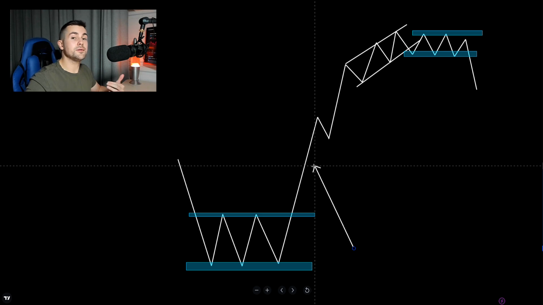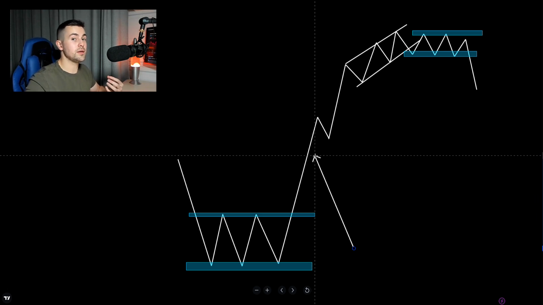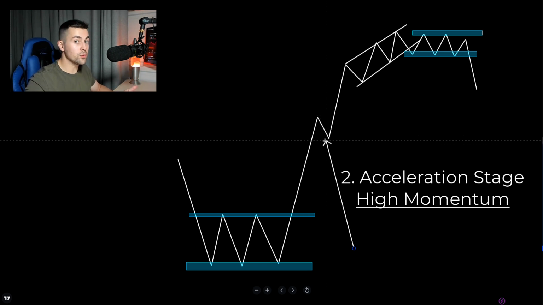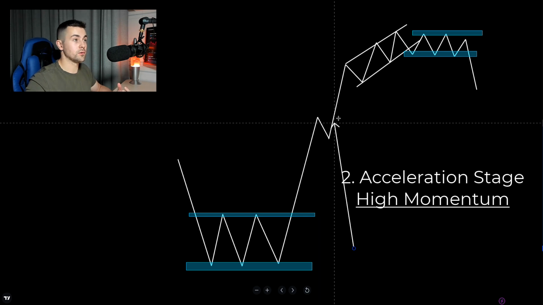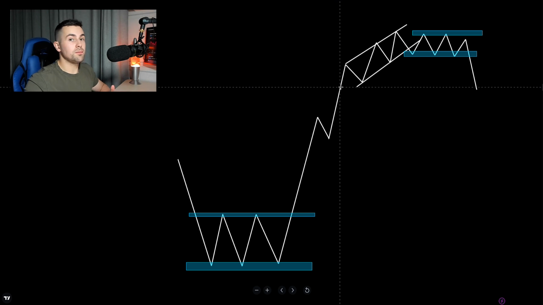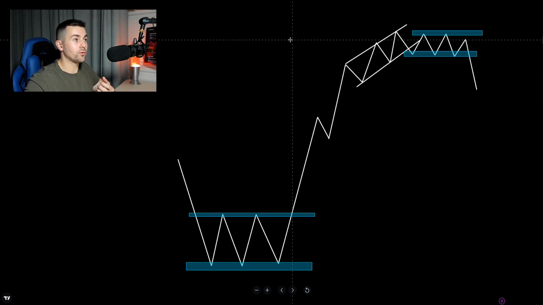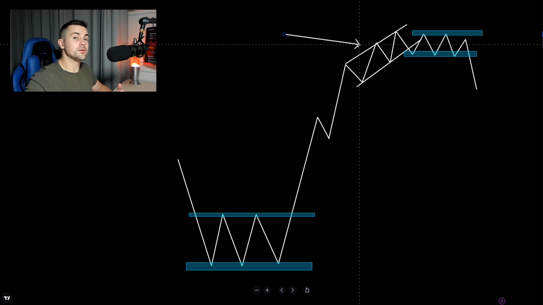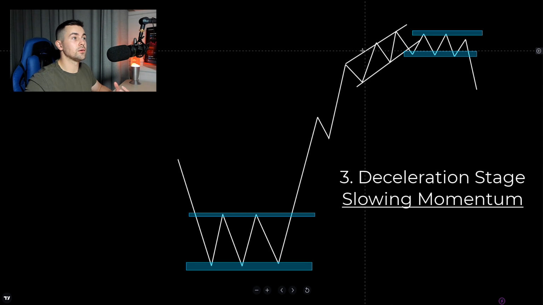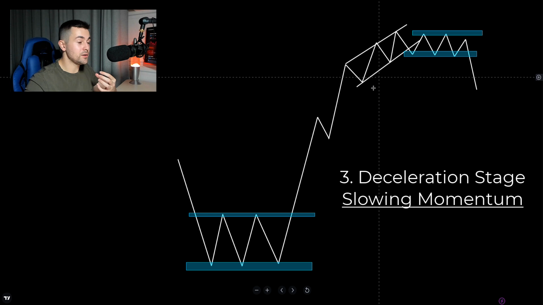And such a stage we call the acceleration. Usually during the acceleration stage, the market grows sharply or falls sharply. And when the market accelerates, we say that the market momentum is high. But at some point, the market becomes overbought or oversold, and the market starts to slow down. We call such a stage a deceleration. And when we have a deceleration stage, we say that the momentum is slowing down.